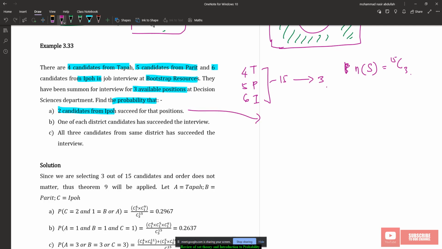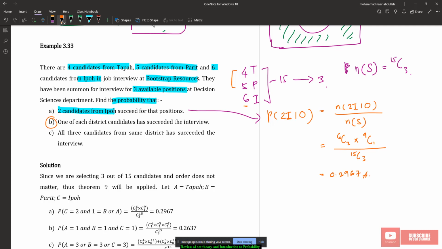Now for the first question, we want to find the probability of 2 candidates from IPO and 1 candidate from others. We don't care whether it's from TAPA or Parade. So this should be equal to the number of ways of 2 candidates from IPO and 1 from others, divided by the number of sample space. It's easier to start with the denominator, 15 choose 3. Always start with the denominator so we know what our limit is. For the numerator, 2 from IPO means 6 choose 2, multiplied by 1 from others, 9 choose 1. So this should be 0.2967.